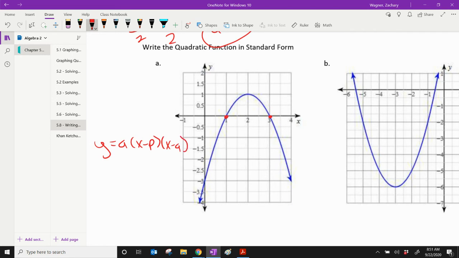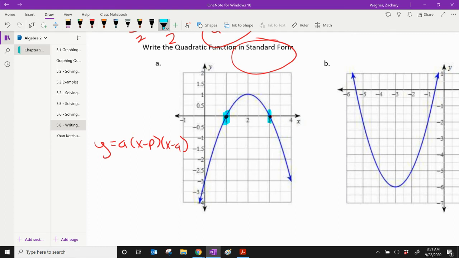So once again, we need to write in standard form, but I'm going to use intercept form and then distribute to get into standard form. Because standard form, you can't see A, B, or C on your graph. Right? These are values you don't necessarily see. But what you can do is put it in intercept form and simplify.